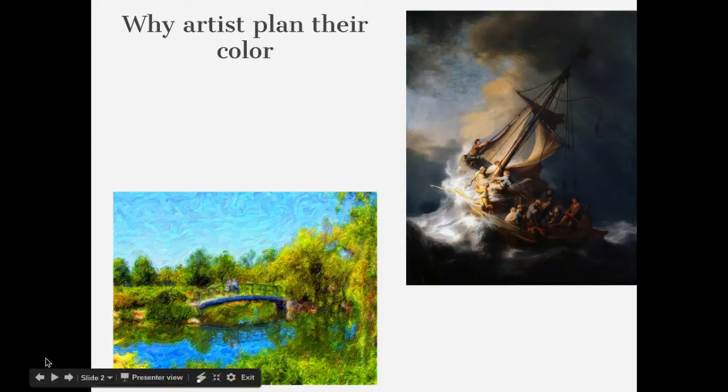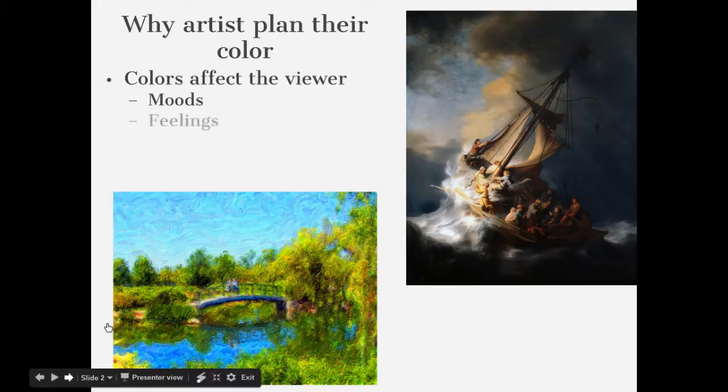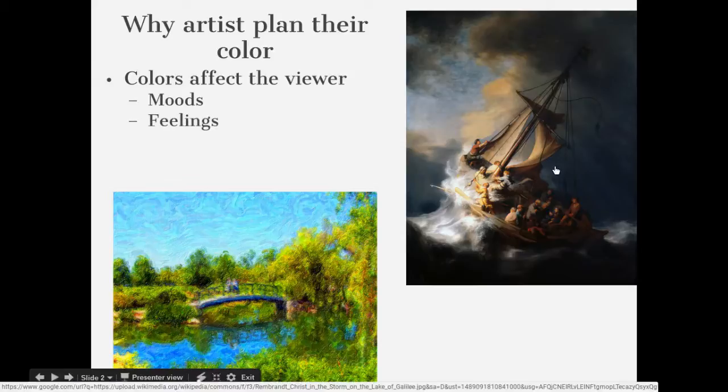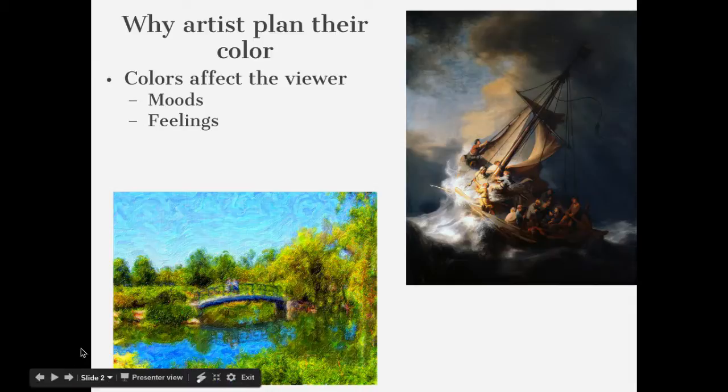So why do artists plan their colors? Colors can affect the viewer as they look at a piece. They can imply a mood, as you can see in the boat picture. It's got dark on one side, light on the other. You can tell that the ocean is roiling, and this is kind of a dangerous or ominous image. Whereas down here, it's bright and light. So this can also imply feelings, fear, joy. It can send a message.